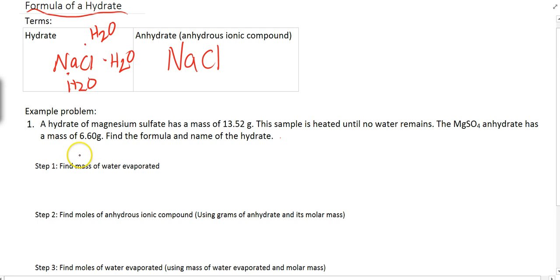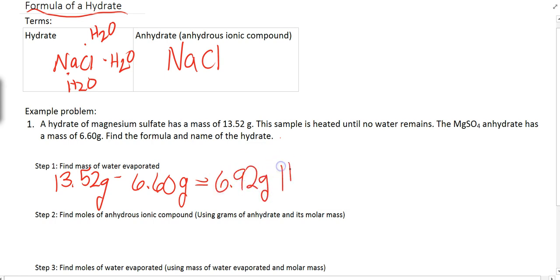So the first step is to find how much water evaporated. Well, that should be easy, right? Because if you had 13.52 grams and 6.60 was left after you evaporated all the water, the difference between those two numbers, which is 6.92 grams, would be how much water had been in your hydrated form. Then what we want to do is find the moles of just the ionic compound, in this case magnesium sulfate, the anhydrous, and then the moles of water, which we can get from this number, and compare those.